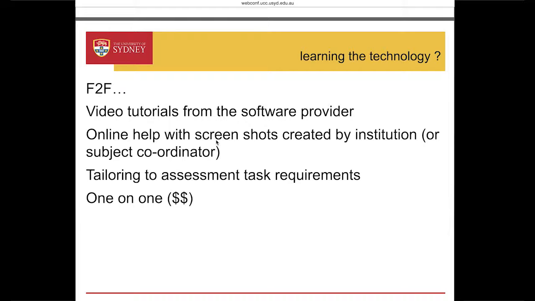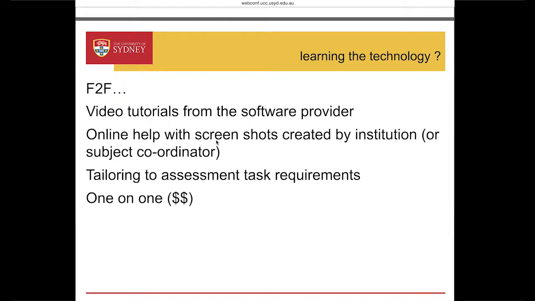Or if not, if in distance mode like some of our students are, then either an online meeting like this or clear step-by-step videos that they can stop and start and continue. So face-to-face in the virtual world. That's right. Yeah, adapting it that way.